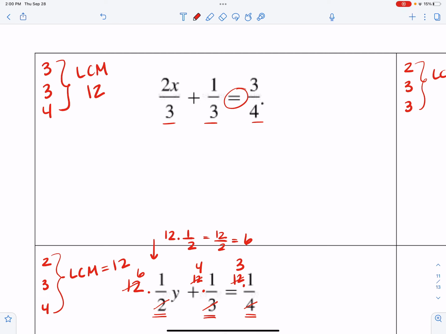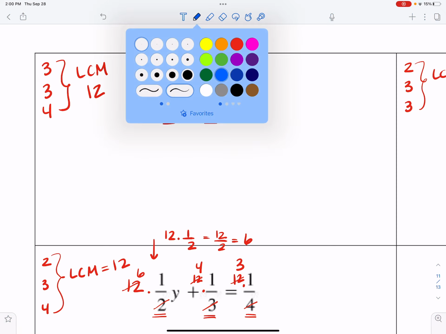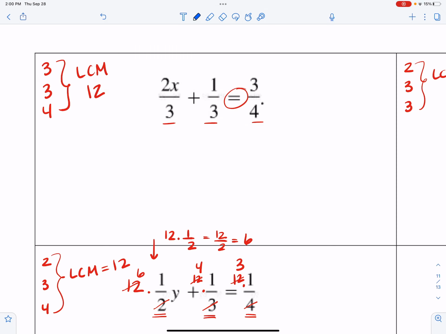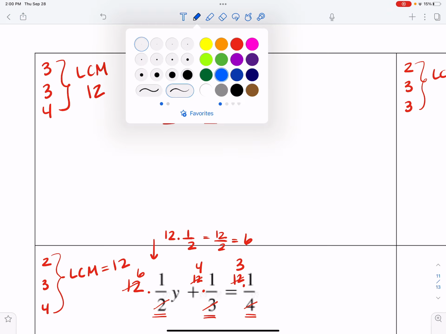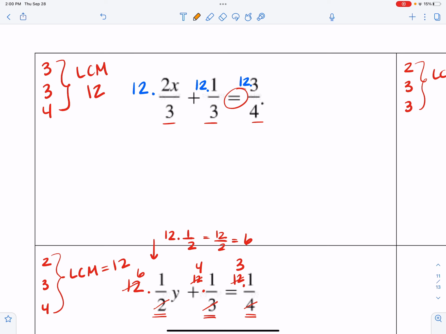Now if you were looking at an expression with no equality, then you'd have to just start rewriting everything with a common denominator. But because this is an equation, with an equal sign in there, you can just go through and multiply each term by that least common denominator. As you do that, your fractions should go away.